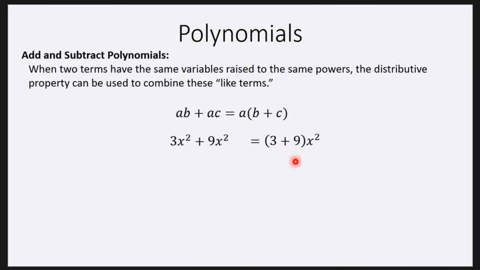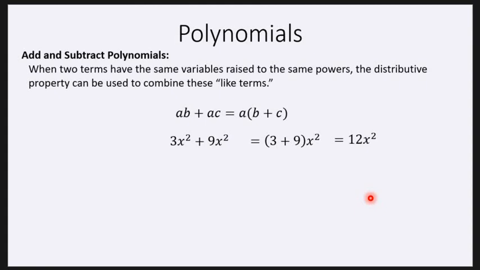But 3 plus 9 is actually an operation I can do. 3 plus 9 is just 12. And there we've combined the two terms that had the same variable raised to the same power into a single term, combining of like terms by addition. So this is what we're going to do when we are adding and subtracting polynomials.